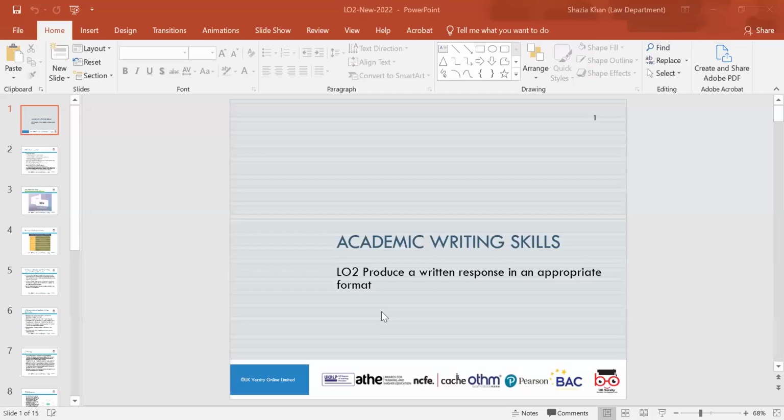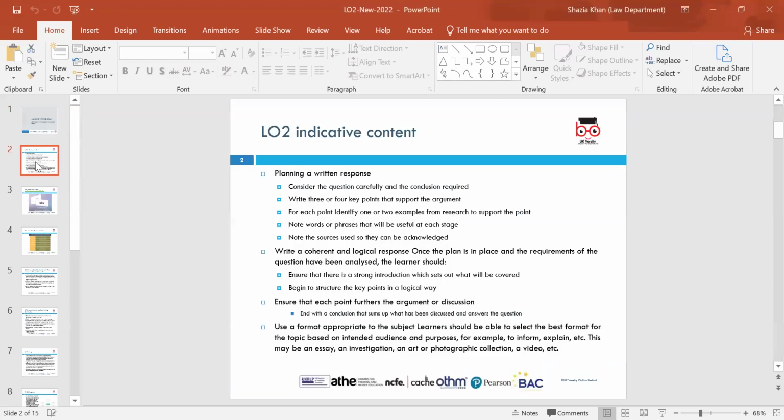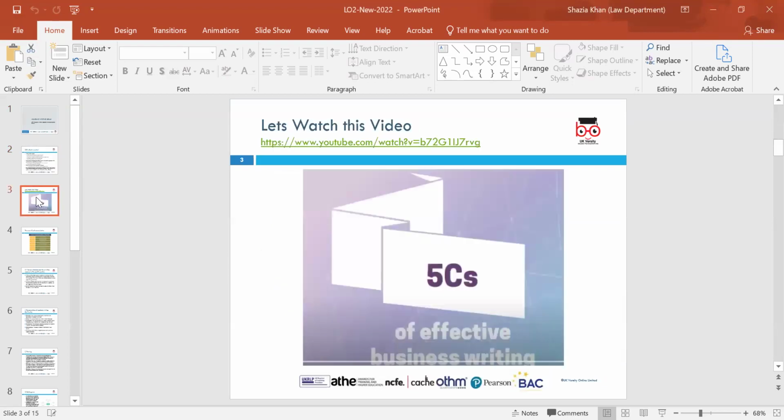So learning outcome 2, we were advised here to look at producing a written response to an appropriate format. And we looked at what a written response was. We looked at the 5 C's of effective business writing and what each one meant.